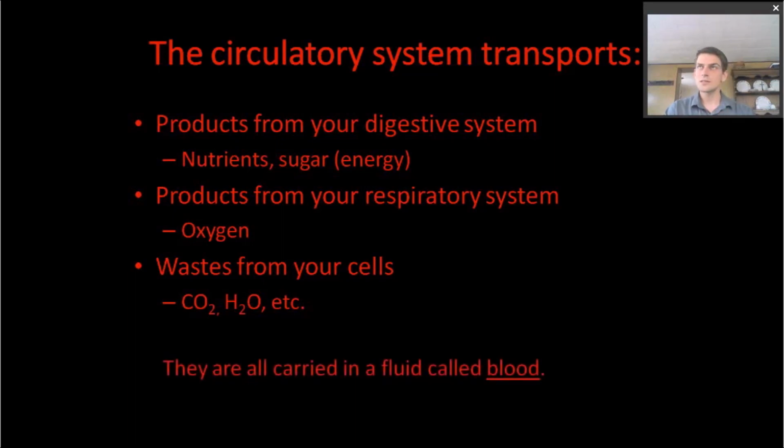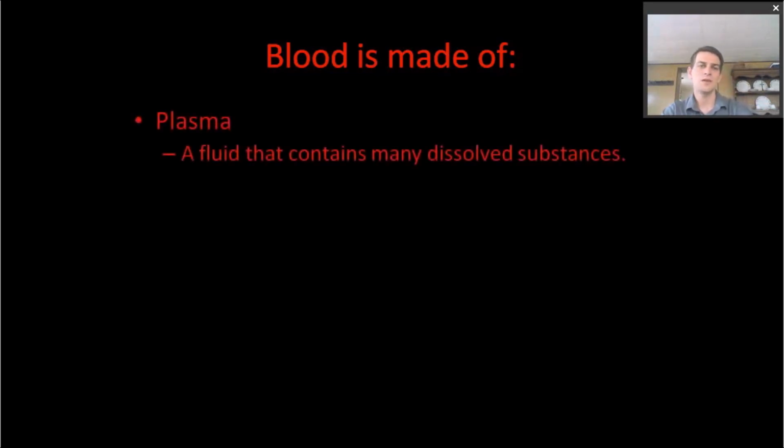So your blood is kind of the main fluid. It's the big player in your circulatory system. It is a fluid, so it's a liquid that is specially designed by God to carry all of these things throughout your body. So let's talk about what blood is made of. It is not a single substance or a single type of thing, but it has several different parts that make it up. And most of the blood is made of this fluid called plasma.